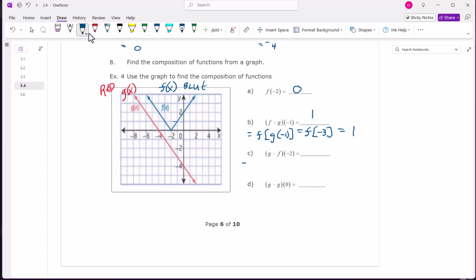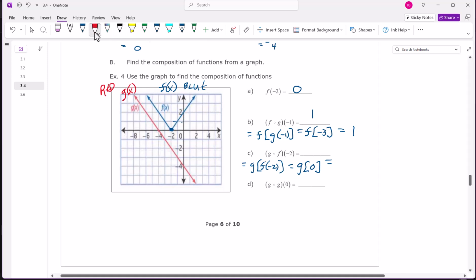Next one, write this as g bracket f of negative 2. Look up f of negative 2. F of negative 2 is 0. So you have g of 0. Remember, you're giving the y value when you look up the function. And then g of 0, let's see, here's 0. You're down here at negative 4. So the answer to that problem is going to be negative 4.